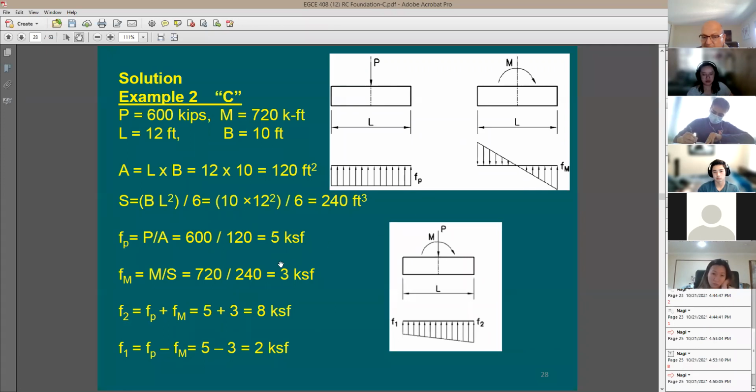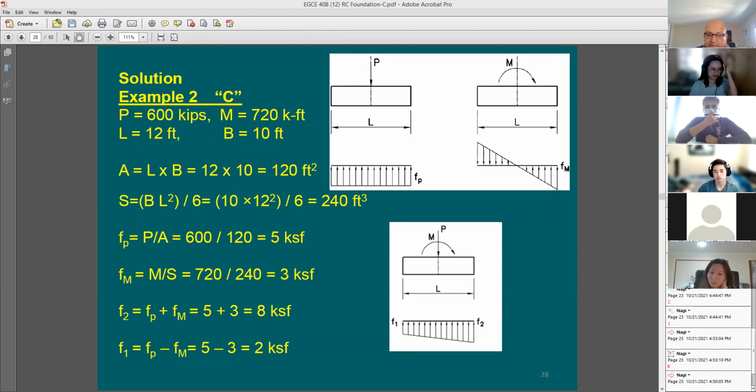Compression is equal to 5, tension is equal to 3. So it's going to be 5 minus 3, which is 2 ksf on this side, and the additive side is going to be all compression. You just take 5 plus 3, which is 8 ksf. So now I understand that this is a good footing. It doesn't see any uplift, and the footing is safe. No questions? Yes.